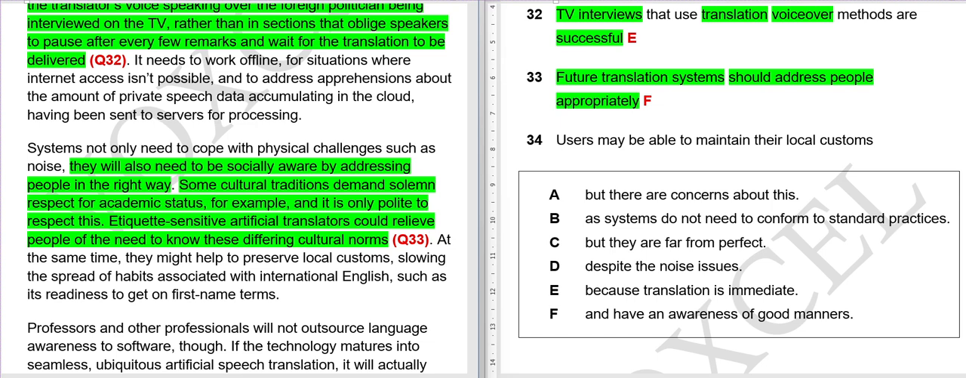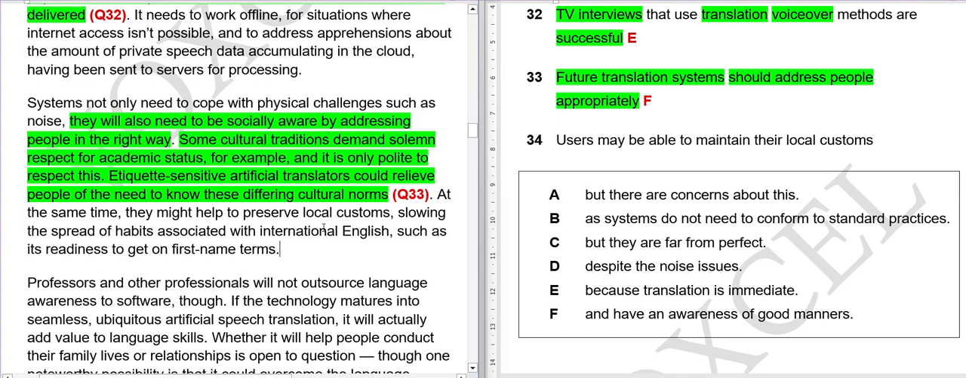Moving on to 34th question. Users may be able to maintain their local customs. So we have read local customs here somewhere. Yes, here are local customs. So and maintain. So you have to tell me where is maintain written, and you have to tell me the answer, and you have 10 seconds for that, and your time starts now.